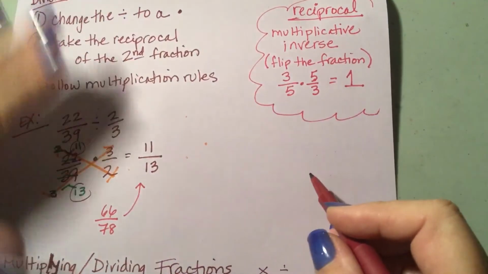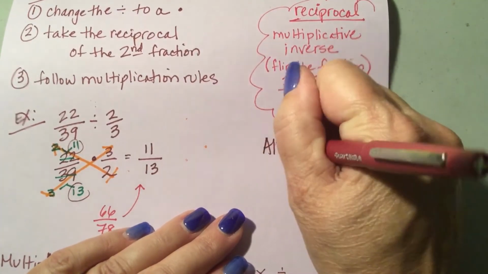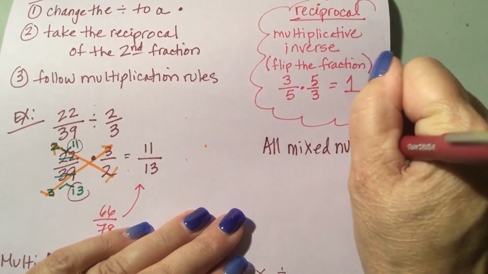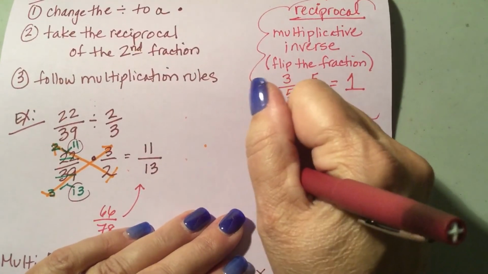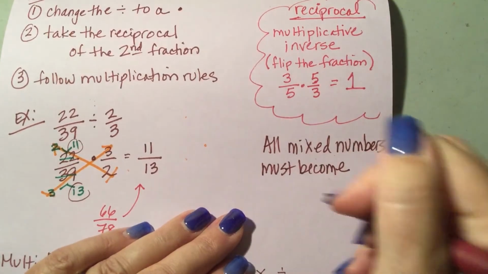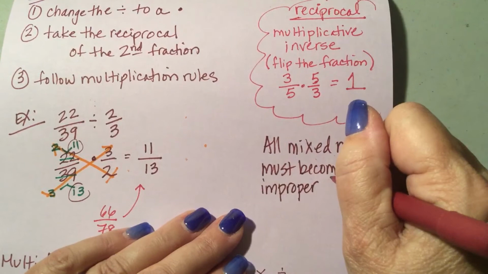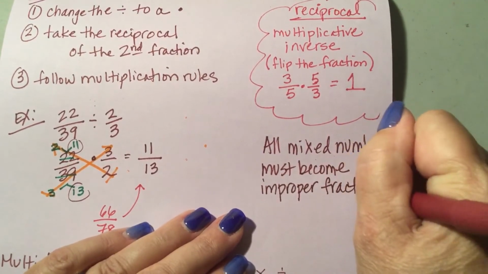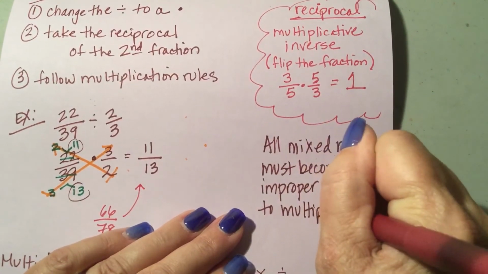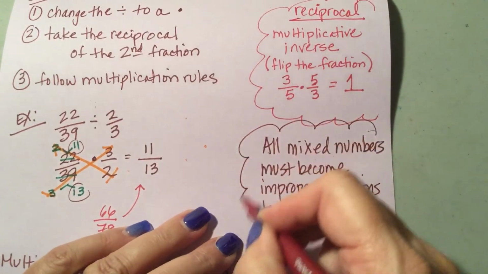Okay, so one last thing I want you to leave on this page. I want you to put one more note over here. Okay, here we go. This is my last note. All mixed numbers must become improper fractions to multiply or divide. Put multiply / divide. This is really important, okay?